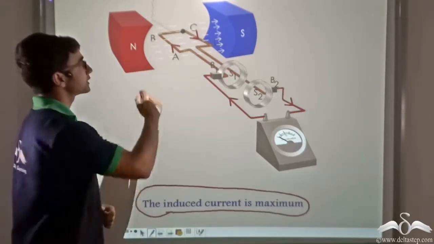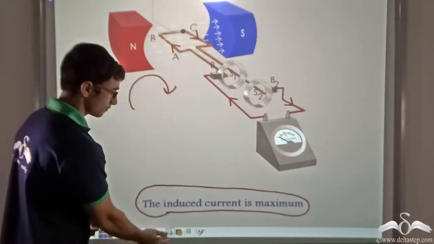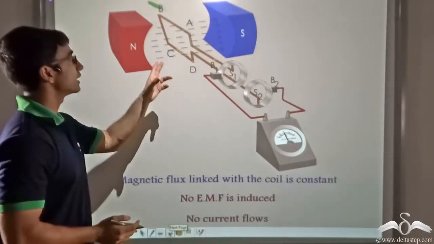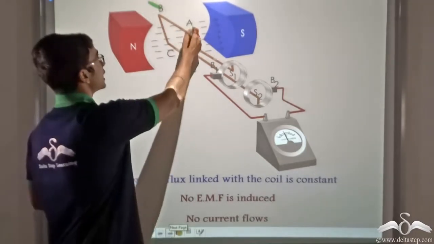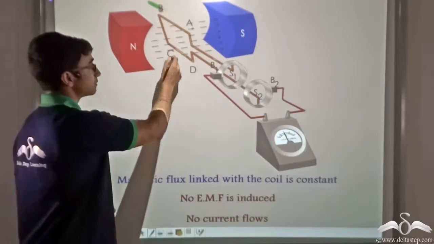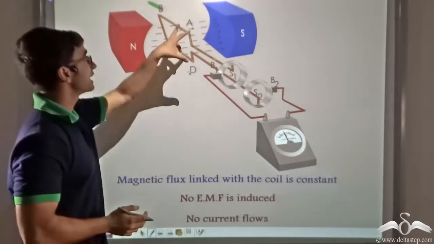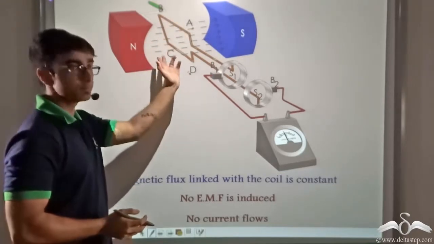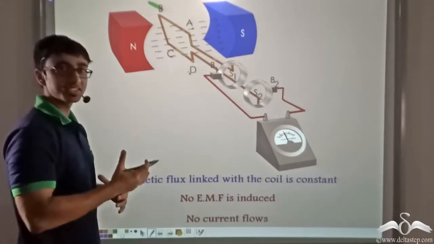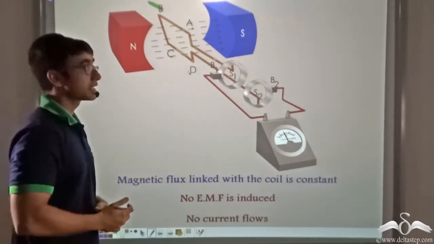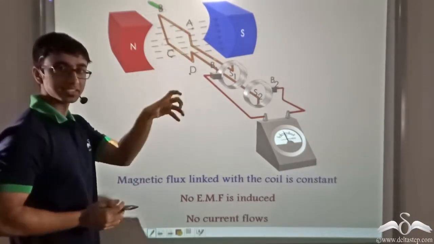Now notice what happens when the coil is further rotated in the clockwise direction. A point comes when the coil reaches this position again. Now over here, arm AB is on top and arm CD is at the bottom, unlike where we began from, where AB was at the bottom and CD was at the top. Now over here we have reached the initial configuration where the coil is perpendicular to the magnetic field lines.